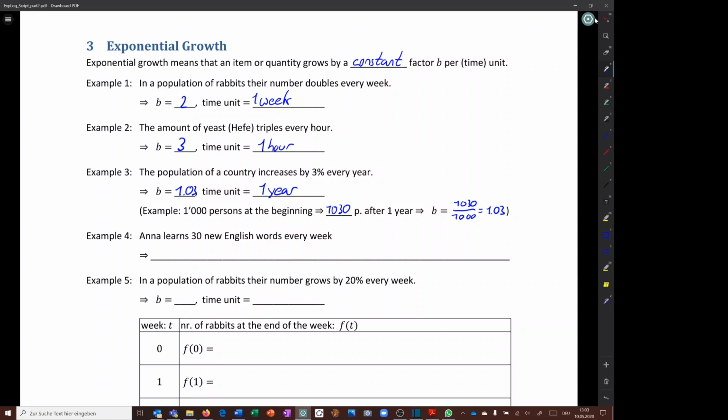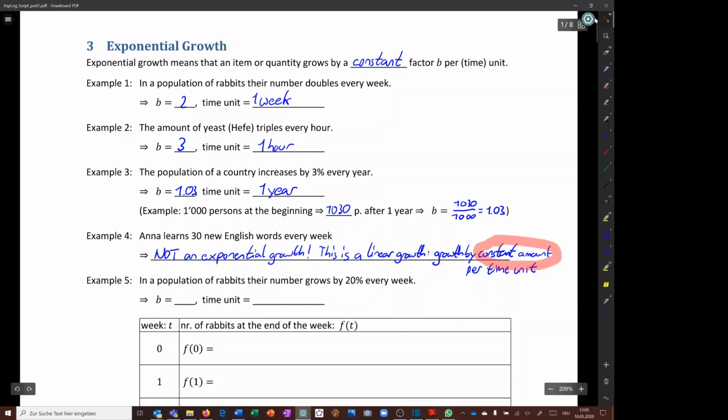Okay, next example. Anna learned 30 new English words every week. What is here the result? Think for a moment. And here comes the result. Well, this is not an exponential growth. How do we call this type of growth? This is a linear growth, which means that the quantity grows by a constant amount, not by constant factor per time unit. This means every week there are plus 30 words.